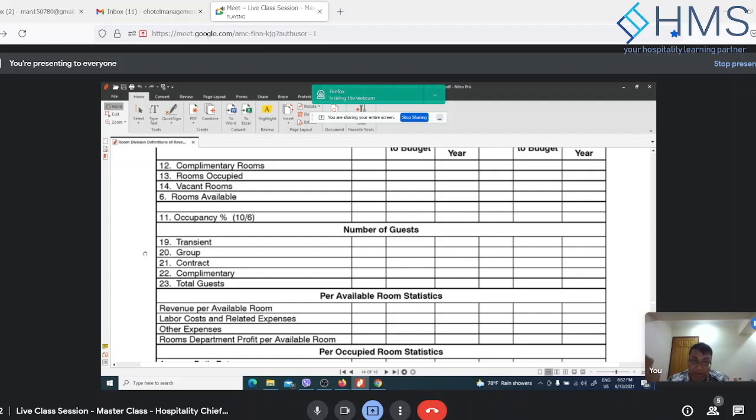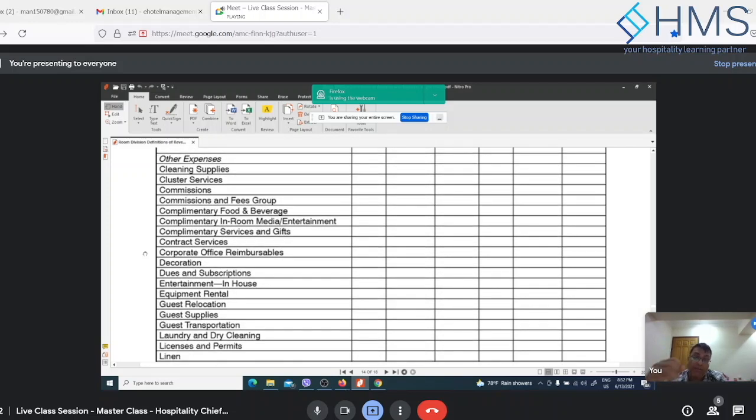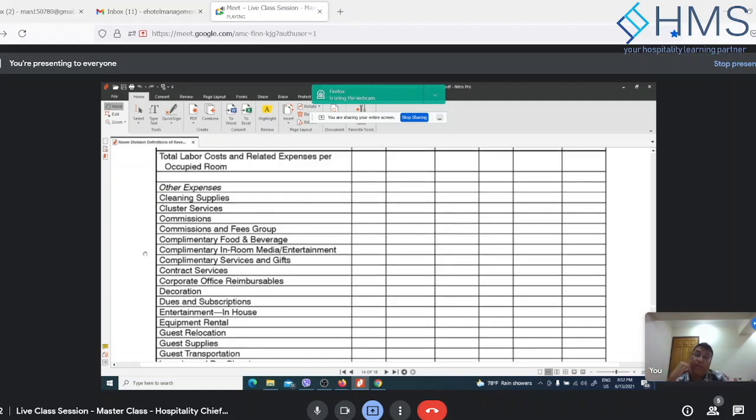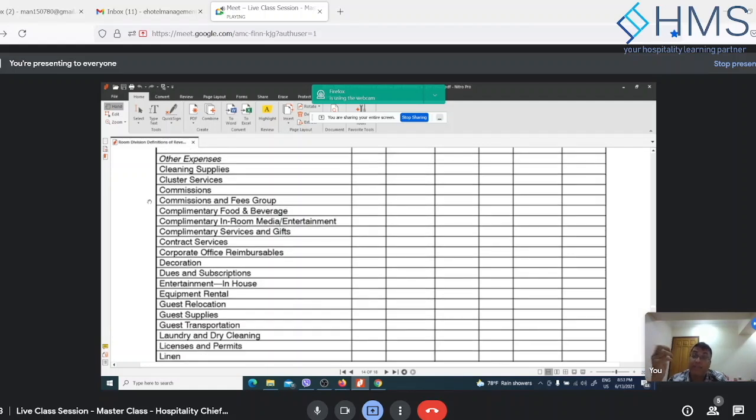Then you have your per available room statistics. Usually per available room statistics are part of your P&L immediately. So the P&L can be two pages: one is the absolute numbers, and another one is per occupied room. This per occupied room is an important metric to understand whether certain expenses are fixed or not fixed. There's no clear definition of which expenses are fixed or variable, because it may depend on how the hotel's expenses are structured. For example, for some hotels cleaning supplies can be 100% variable. For some hotels it can be 100% fixed.